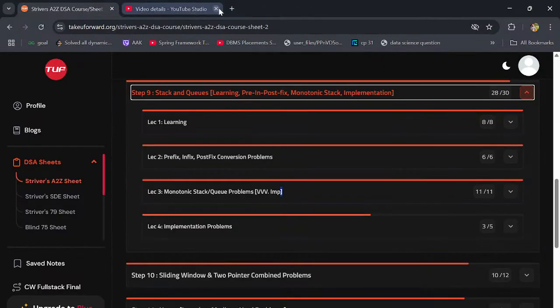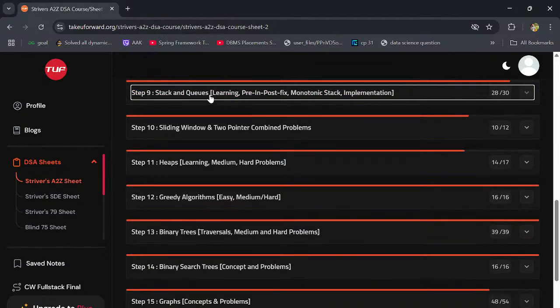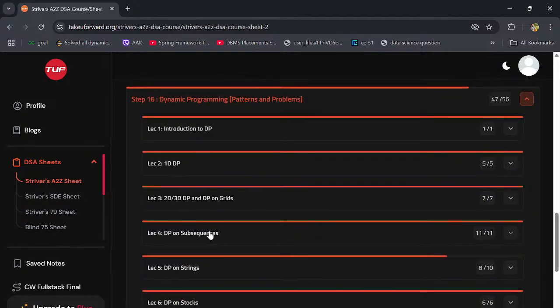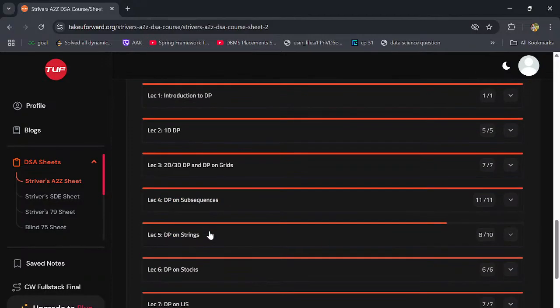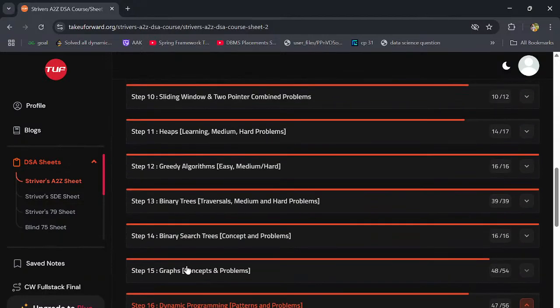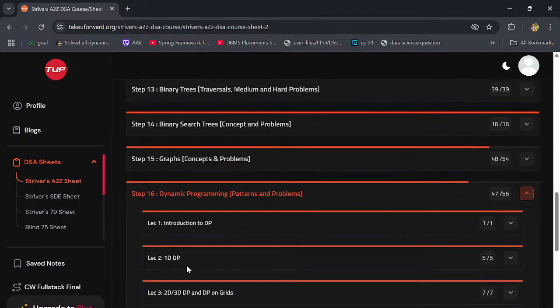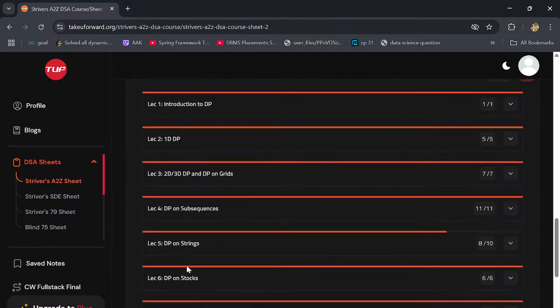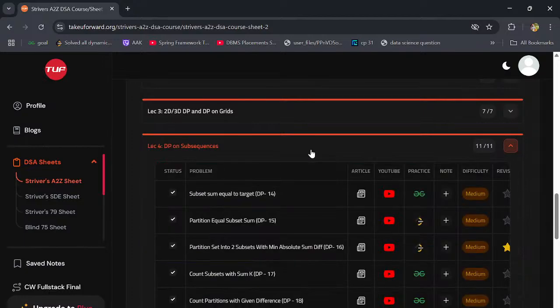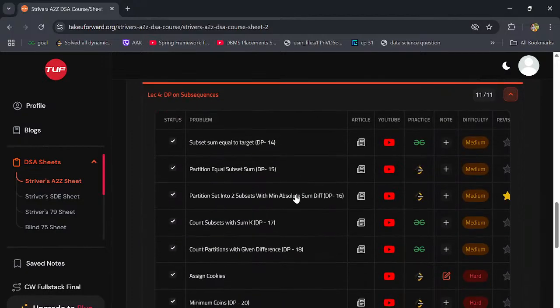Today our topic is, we'll continue. You'll not continue. We're starting with DP on sequences, and then DP on strings, DP on stocks, and then LIS, and then we will go to stacks and queues. This is our target today. I hope we will complete it. We'll try to complete it. Definitely we'll try. Okay, let's do this.